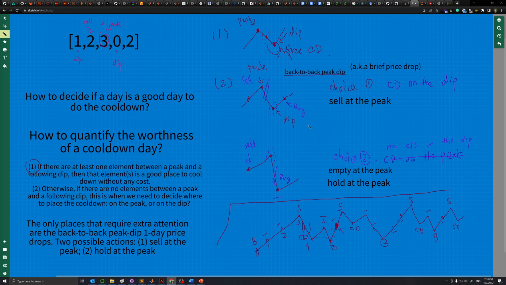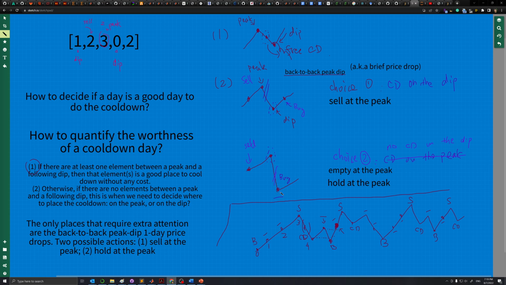But it doesn't mean that you're going to buy the dip, right? So it doesn't necessarily mean that you're going to buy that dip. This is a considerably more difficult case. Now we have to consider quite a lot of different cases. So choice one is what? CD on the dip, right? And choice two is no CD on the dip.